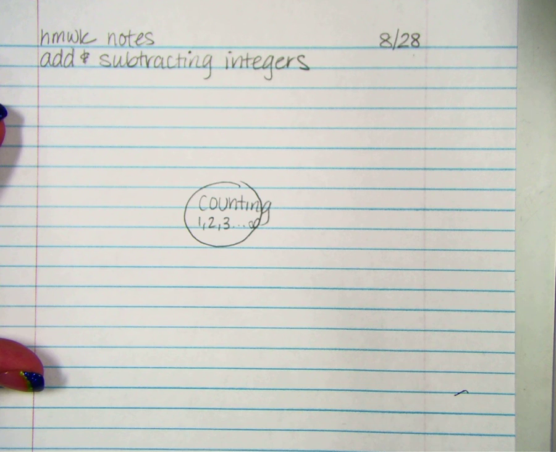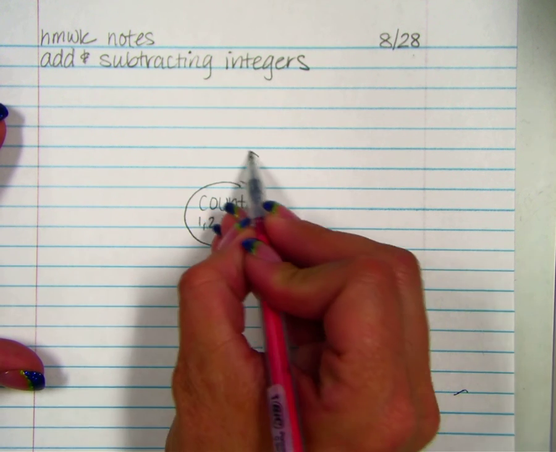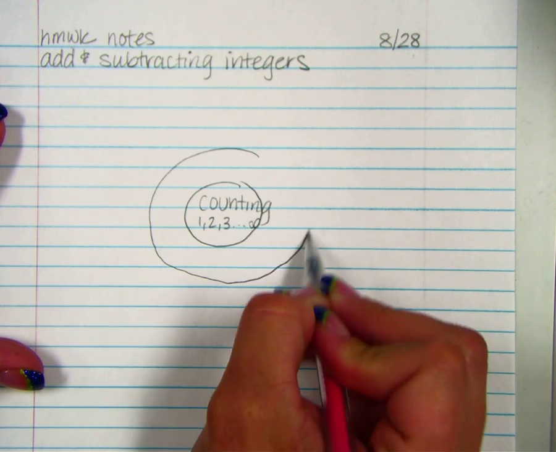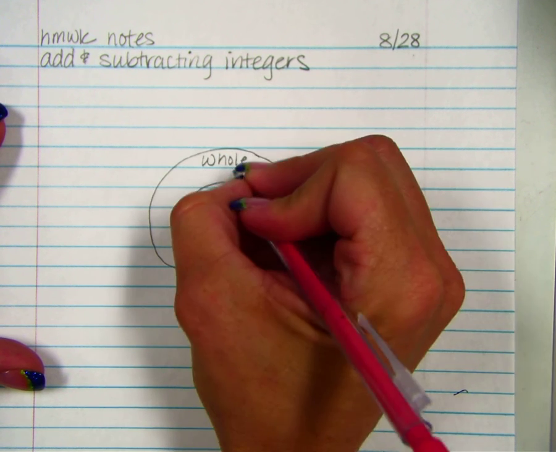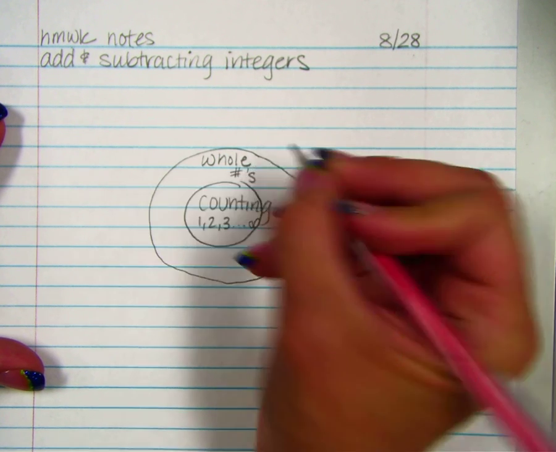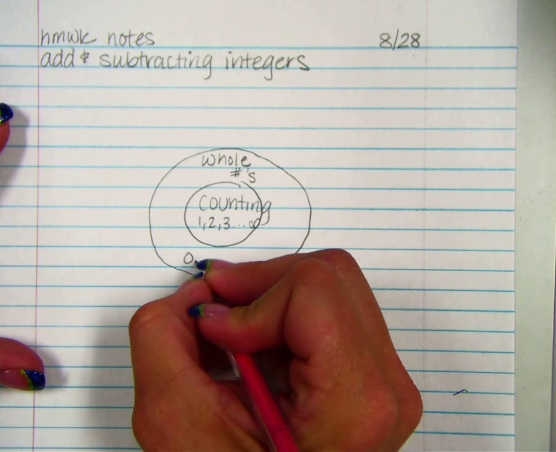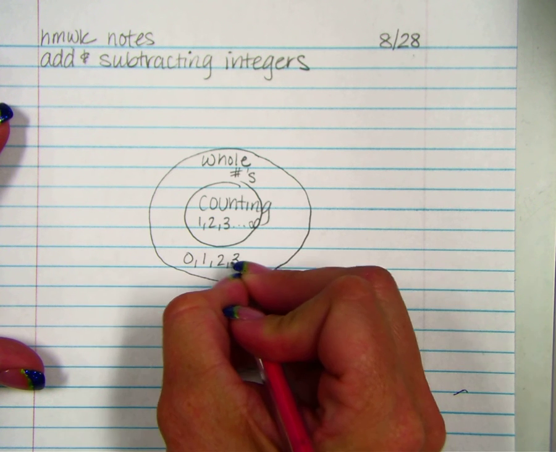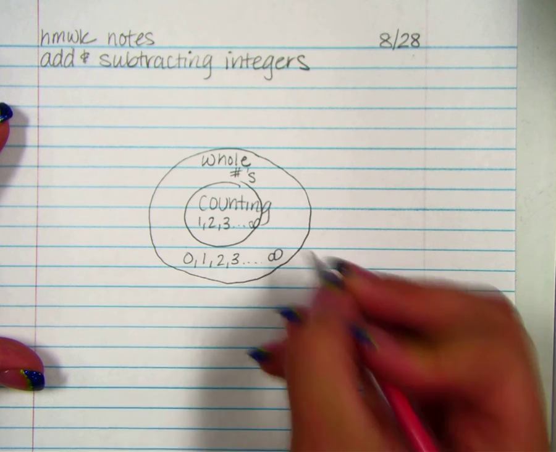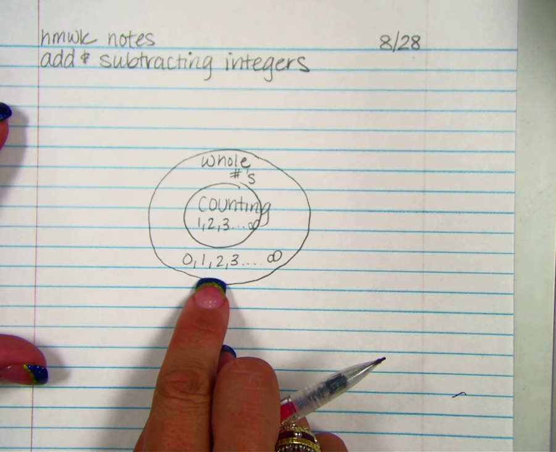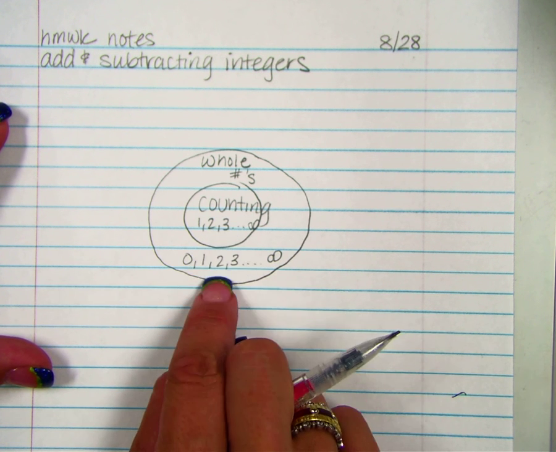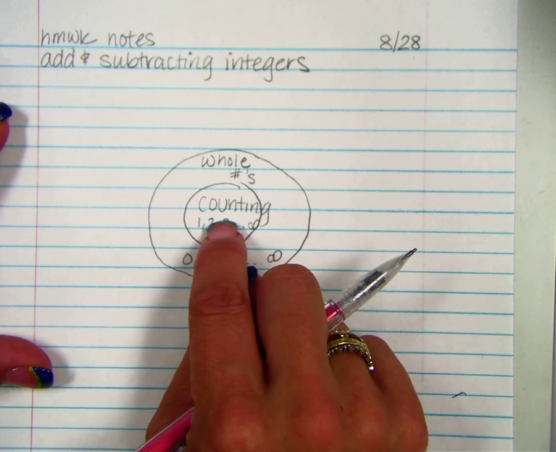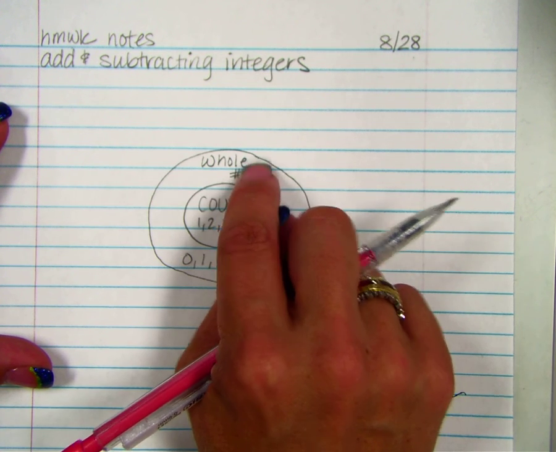Okay, the next group in our number system are called whole numbers. And whole numbers are counting numbers, but they include the 0. So it's 0, 1, 2, 3, all the way up to positive infinity. And notice that they don't have any negatives in this category. So counting numbers are first, they don't have the 0, and then whole numbers have the 0. So counting numbers are whole numbers, but whole numbers are not counting numbers.